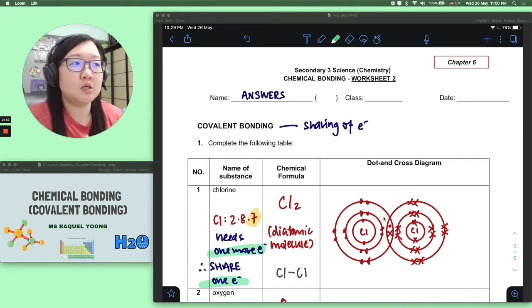Okay, and then after you draw your dot and cross diagram, always just do a quick check that around each chlorine atom you have the stable octet, which in this case you do, right? 1, 2, 3, 4, 5, 6, 7, 8 electrons, and similarly for the next chlorine atom as well.